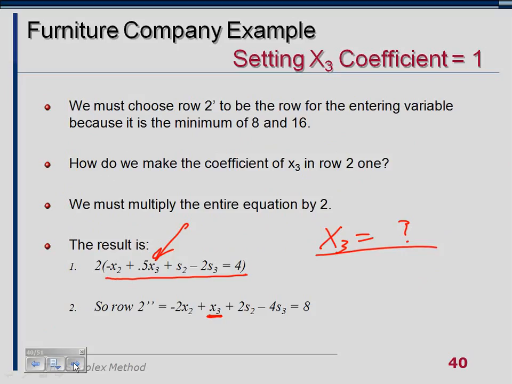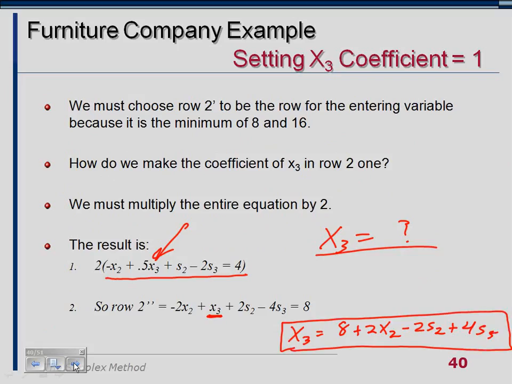Now, in all the other rows, what are we trying to do with x3? We're trying to get rid of it, right? So essentially, what you're trying to do is say x3 is equal to 8 plus 2x2 minus 2s2 plus 4s3. Agree with that? Now, as soon as I know x3 is equal to this equation, what can I do?